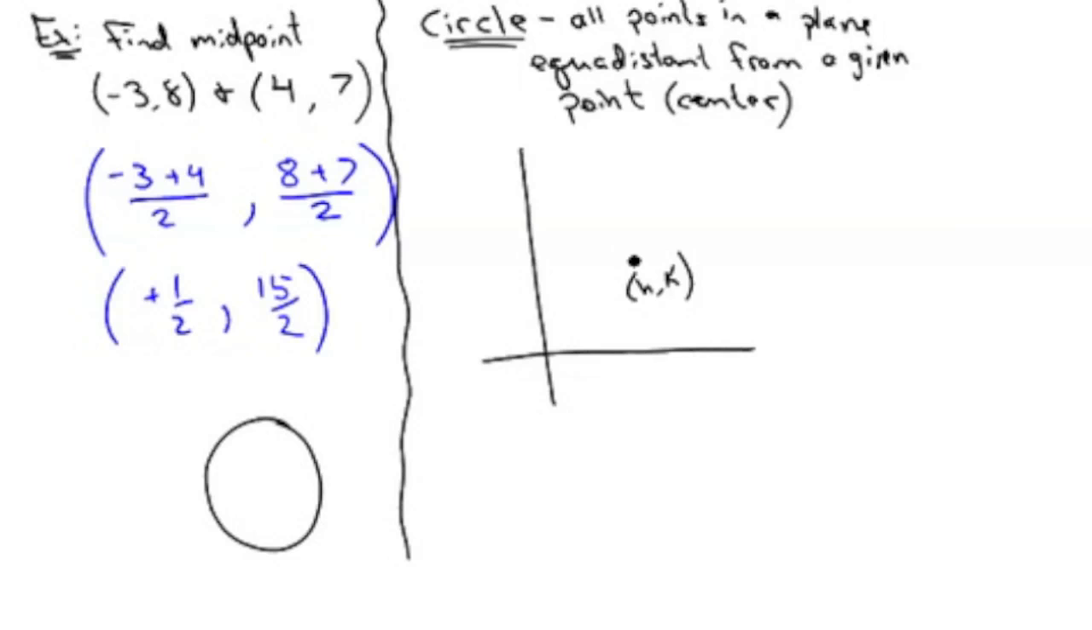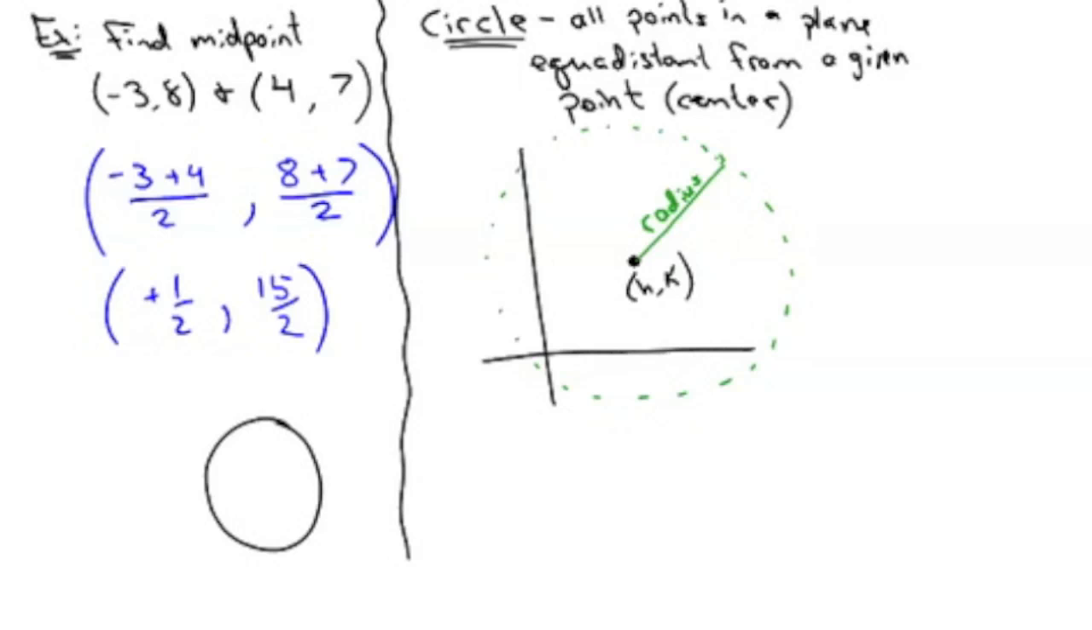All right, so here's our fixed point. We want to go a certain distance away from that fixed point. By the way, what's that certain distance called? In a circle, radius. So this would be the radius. And then we want to generate all the points that have that same radius all the way around. So all those little dashes are all the possible points that are equidistant from the center, HK. How many of those points exist?